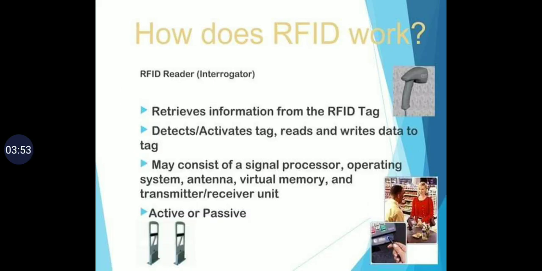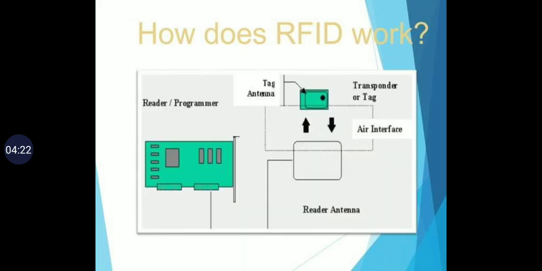The reader retrieves information from the RFID tag. It detects or activates tags, and reads and writes data to the tags. As we have seen, both reading and writing are possible on the tag. Many readers consist of a processor. Inbuilt in the reader we have a signal processor, operating system, memory, and then a transceiver unit. So it can be either active or passive.